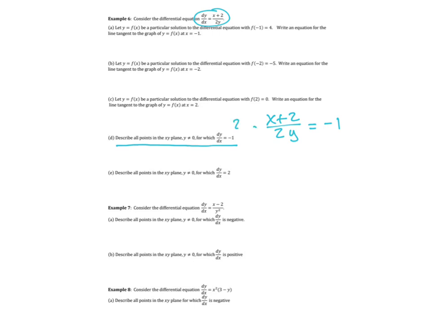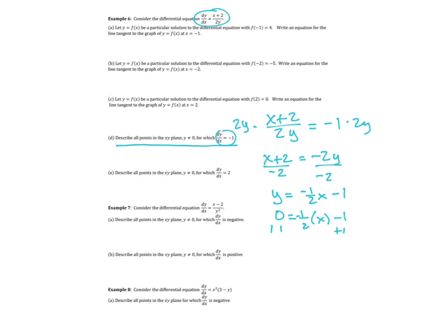So the way that would work is I would multiply both sides by 2y, right? And I would have x plus 2 equals -2y, and we're going to solve for y. So y equals -1/2 x minus 1. This is an equation of a line that cuts through the slope field, and on this line, all of the slopes are -1, except for at the point where y equals 0. Well, what's that point called?